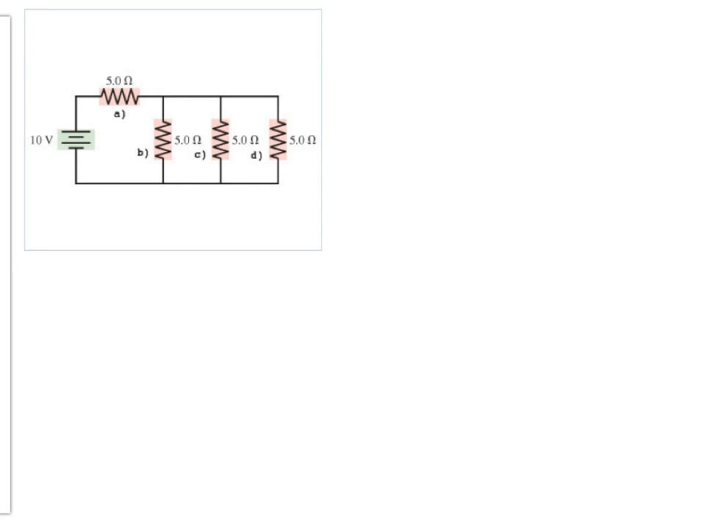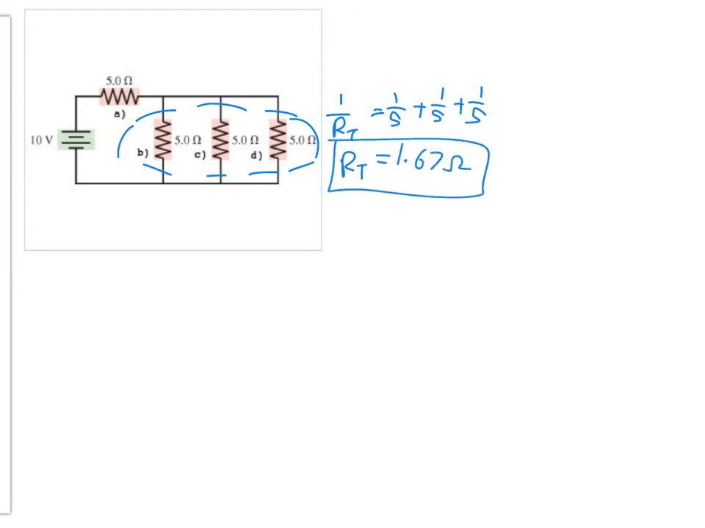So the first thing I'm going to do here is look for simple combinations, ultimately trying to find the total resistance of this circuit. So I see those 3 resistors all connected in parallel, and so I can solve for the total resistance of those 3. And I find that the total resistance there is 1.67 ohms. Okay, and I can redraw my circuit, replacing those 3 with a single 1.67 ohm resistor.